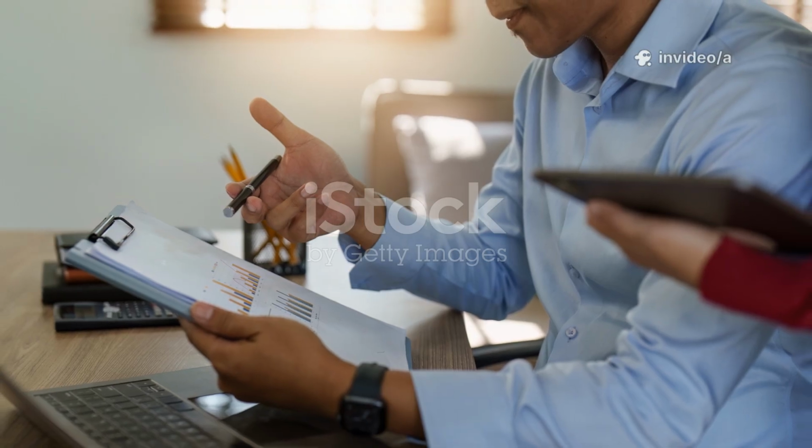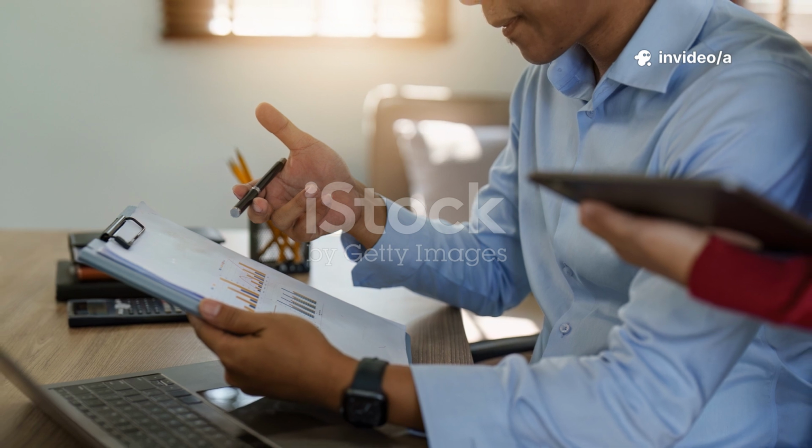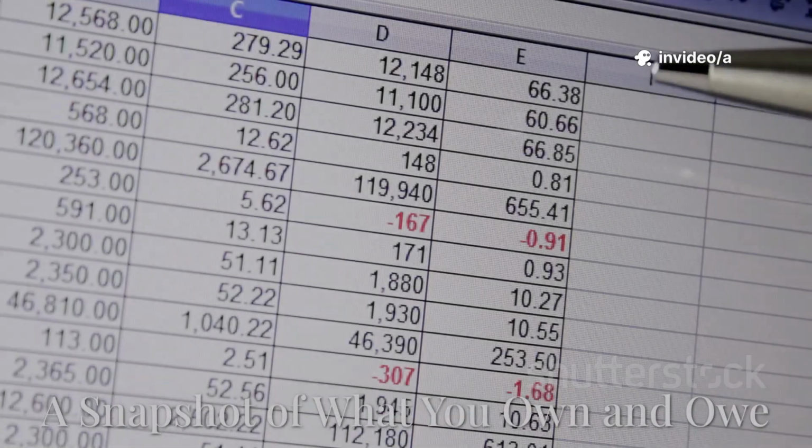Now that you know how to read the income statement, let's move on to the next financial statement and continue your journey.